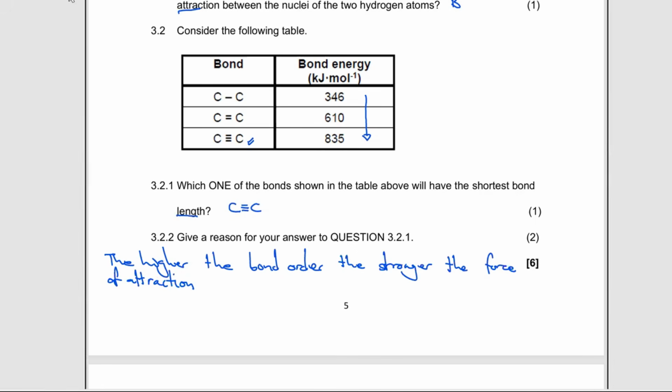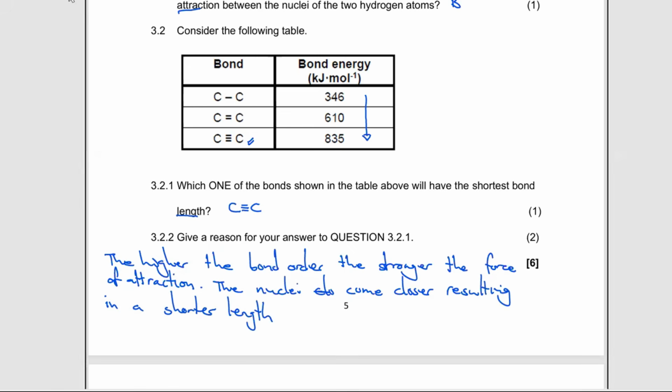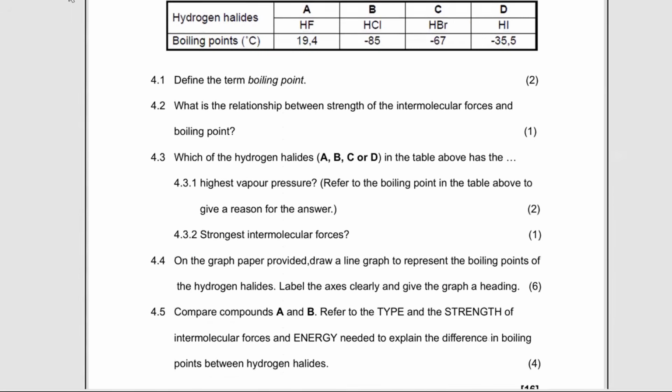So what does that mean? It means the nuclei come closer, resulting in a shorter length. Okay, that's how we're supposed to attempt question 3.2.2. Then we proceed to question number 4.